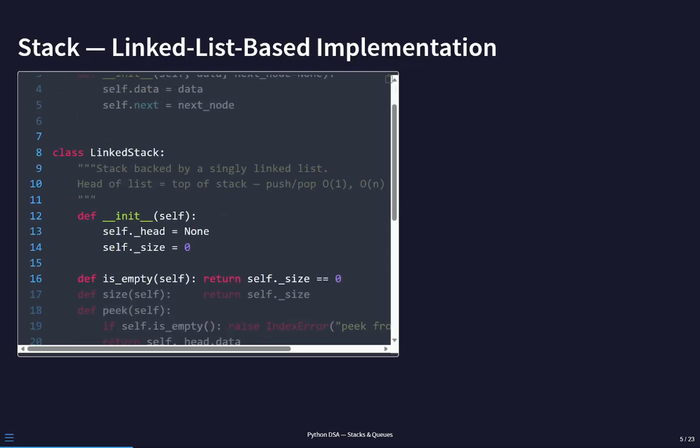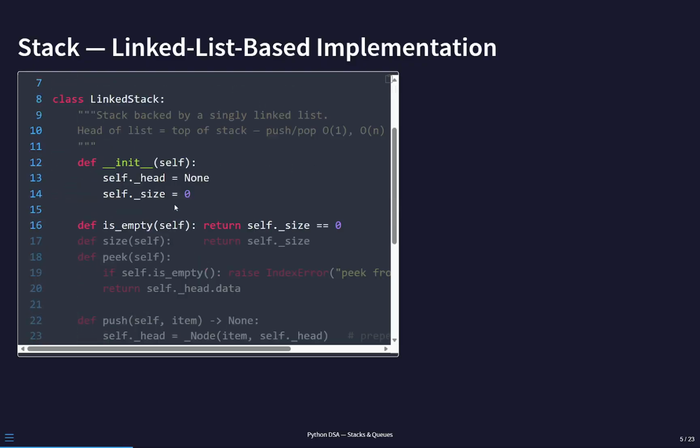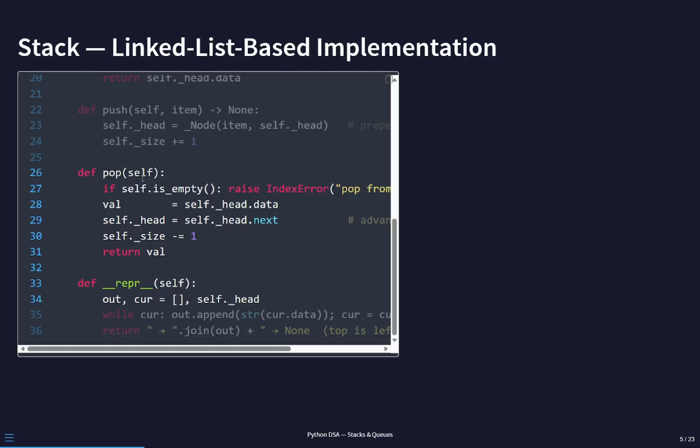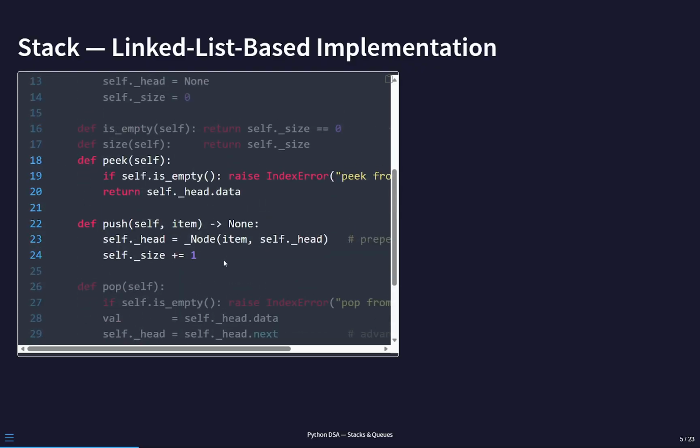LinkedStack maintains a _head pointer. The head of the list is the top of the stack, and a _size counter. Peek simply reads self._head.data. Push is a one-liner. self._head = _Node(item, self._head). We create a new node that points to the current head, then make it the new head. One new node, one pointer update, O(1), guaranteed, no resizing ever.